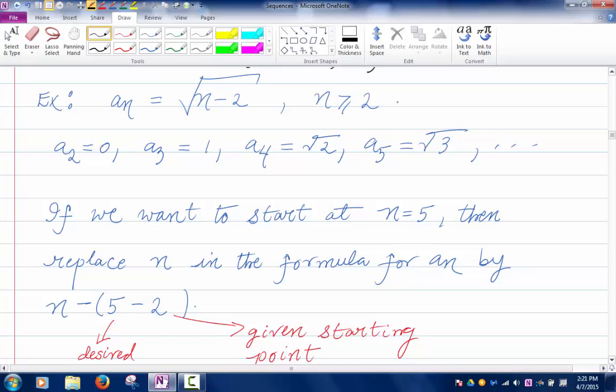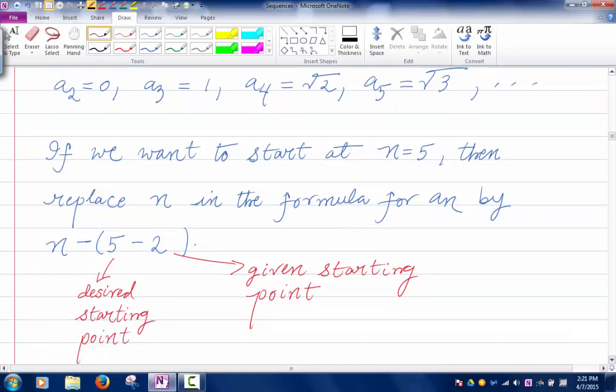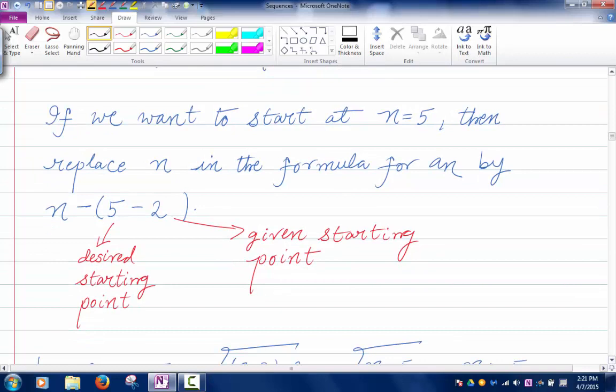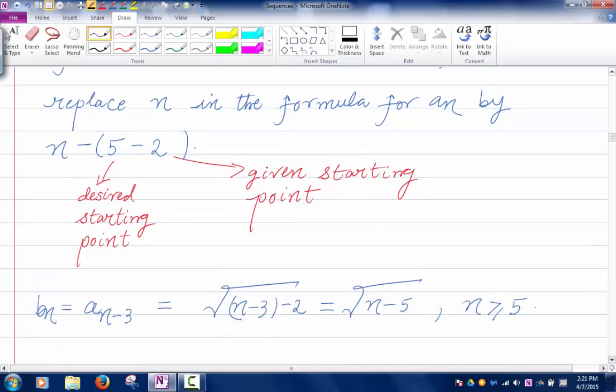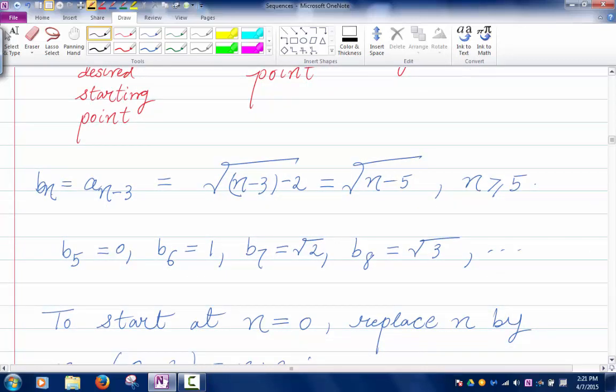Well, what is my desired index? 5. What is my given index? 2. 5 minus 2 is what? 3. That means I want to go forward by 3 indices, right? I want to start 3 indices forward. Then I'm going to replace n by n minus that 5 minus 2. N minus 5 minus 2, that is n minus 3. So if I replace n by n minus 3, what do I get? Let me define Bn.